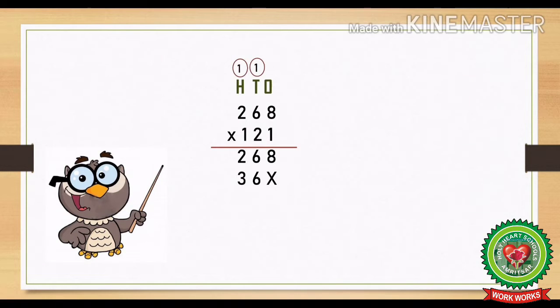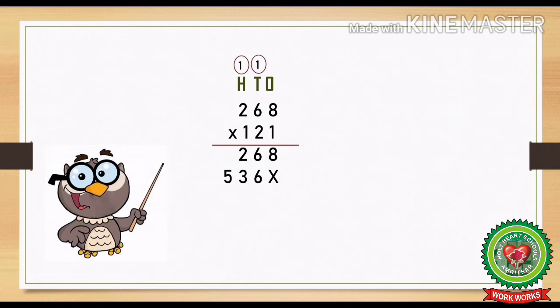Now 2 6s. As we know, 2 6s is 12. Carry over 1. So 12 plus 1 is 13. As 13 is a 2-digit number, we will write 3 down and 1 carry. Now we will multiply 2 with the next digit, that is 2. 2 2s are 4, 1 carry, 4 plus 1 is 5. So we will write 5 over there.